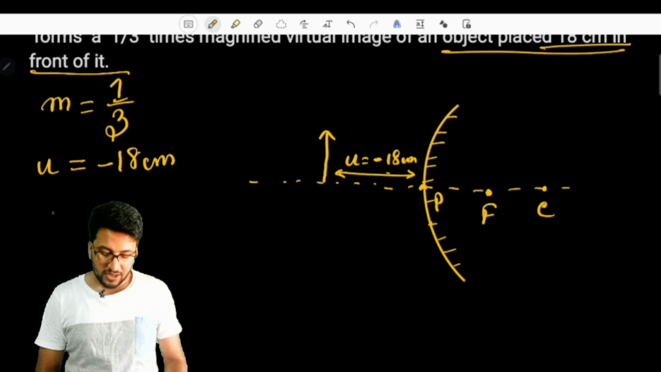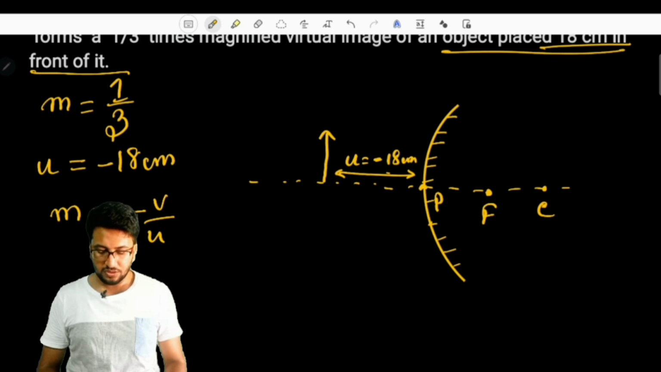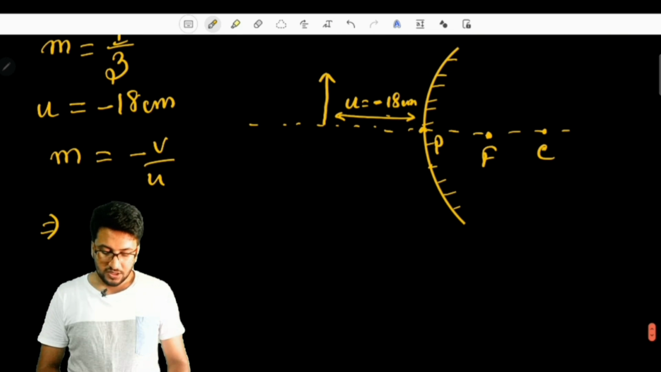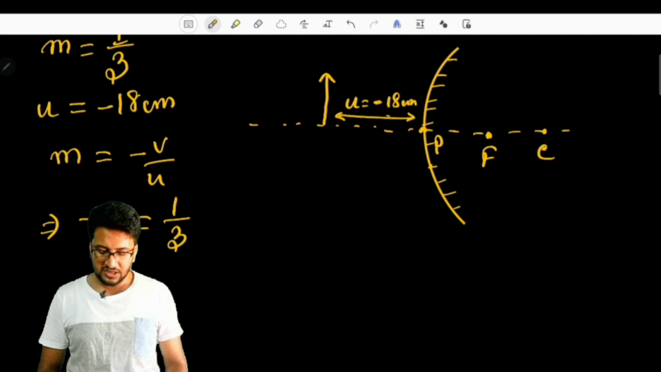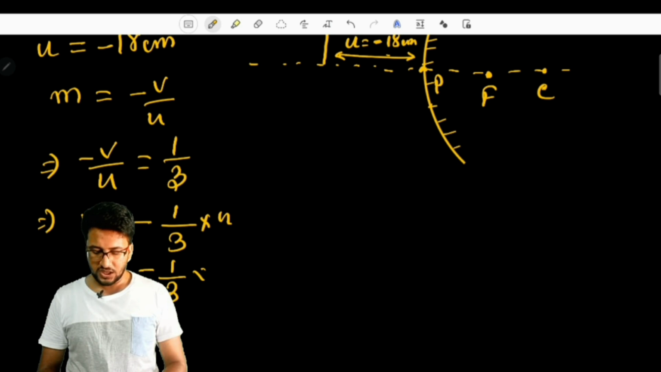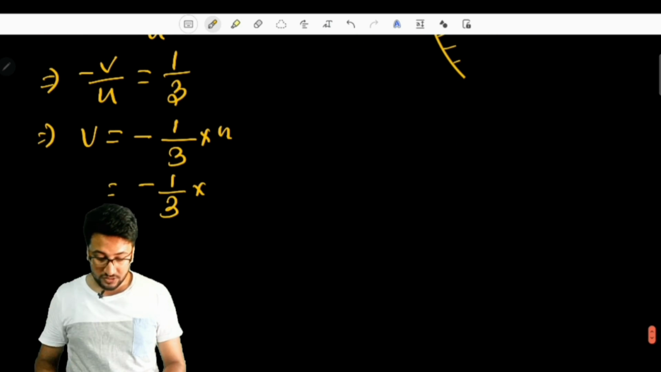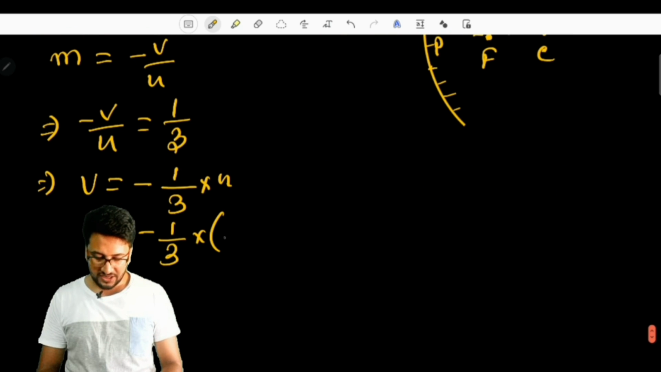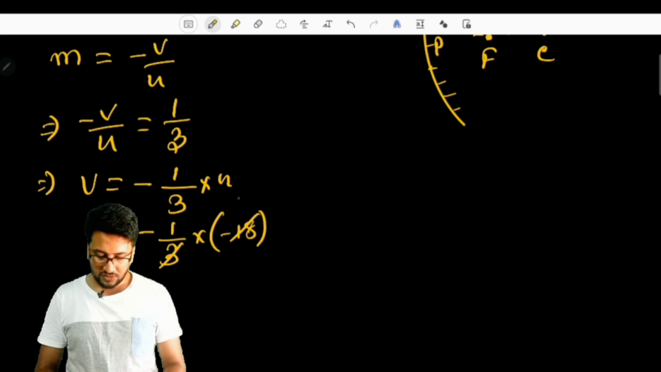So you see, by the use of the magnification formula, magnification is equal to minus v by u, that we know for a spherical mirror. That means minus v by u is equal to the magnification, which is given as 1 by 3. Now if we put in, v will come as minus 1 by 3 into u. And what is u? u is equal to minus 18, and definitely what we are getting here is 6, and this is minus minus, positive 6 centimeter.